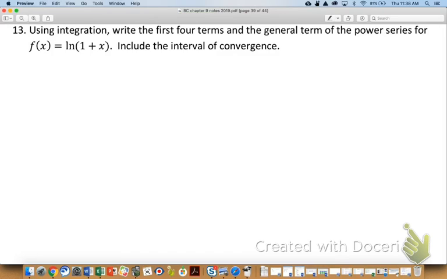Right? The first four terms and the general term of the power series for f of x equals ln of 1 plus x. And if we have time, we'll talk about an interval of convergence. That's crazy. You see it? Oh, yeah, it's awesome. So I'll go back to it.